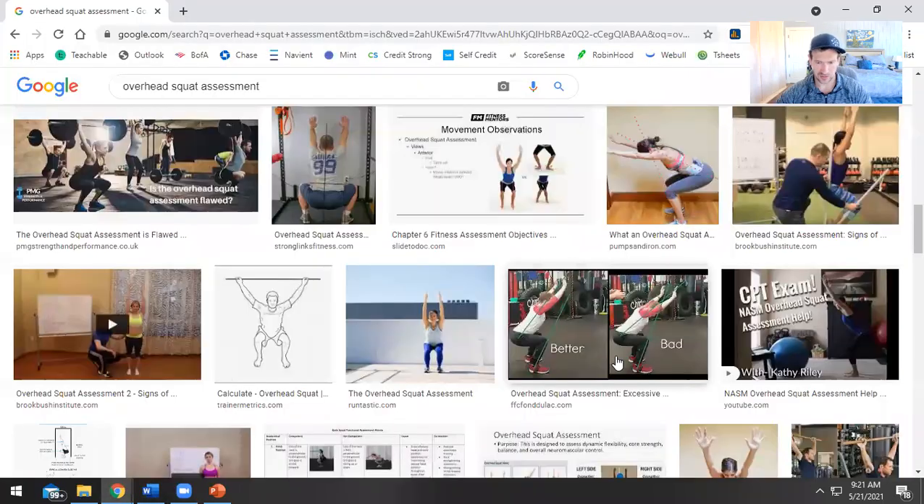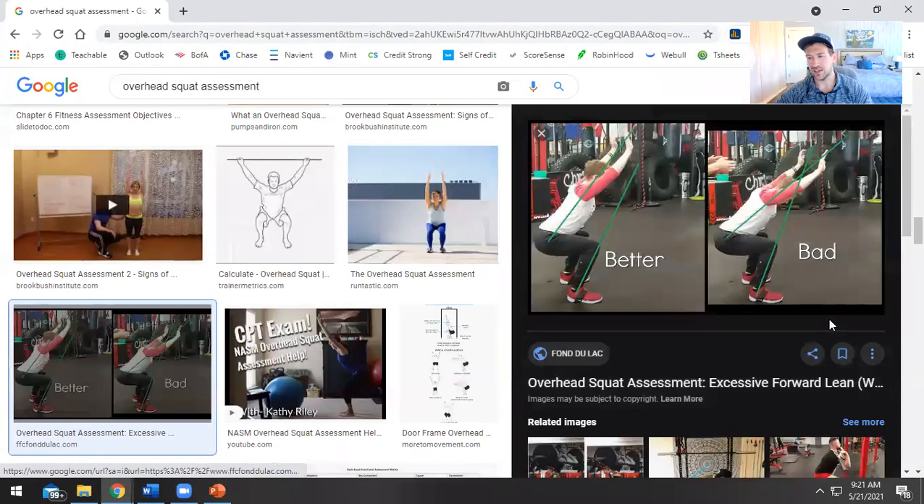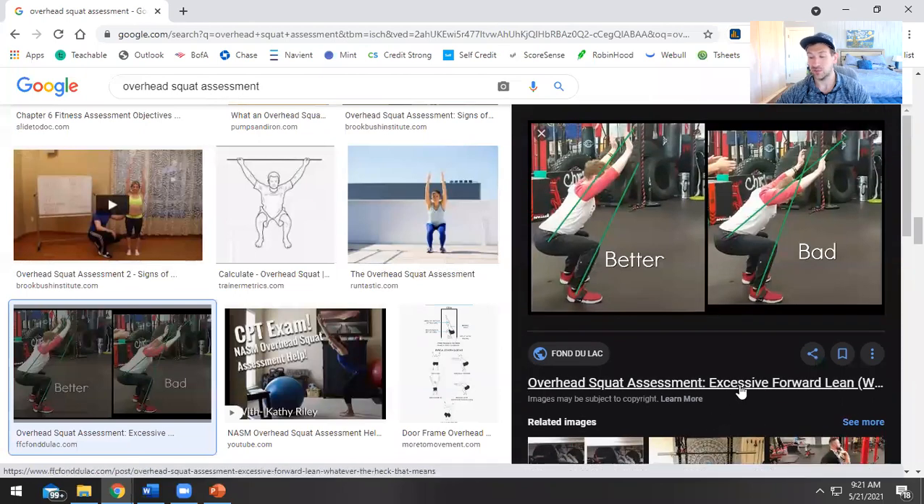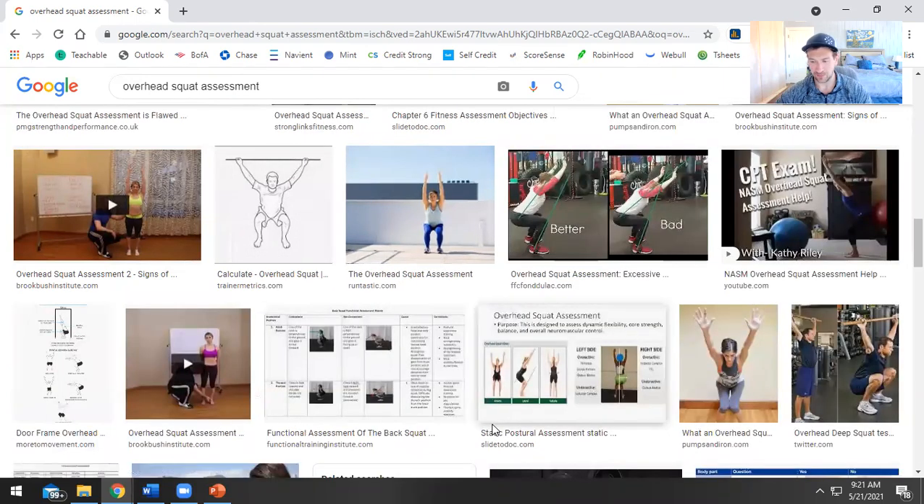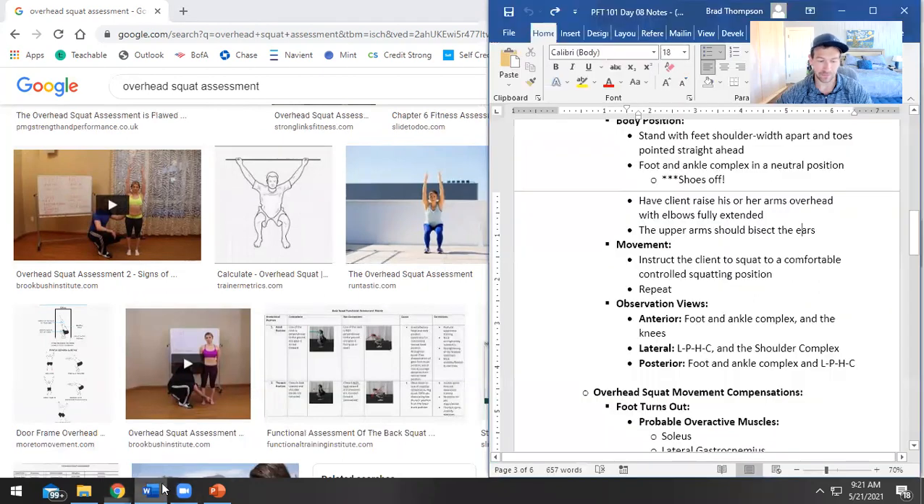Here is an example that is not such a great overhead squat. This is an excessive lean, right? These are almost parallel, right? But here they're crossing over one another. That's an excessive lean. That's real bad. Look at that. So that's going to be caused by either tight calves or tight hip flexors. We'll see in just a second.